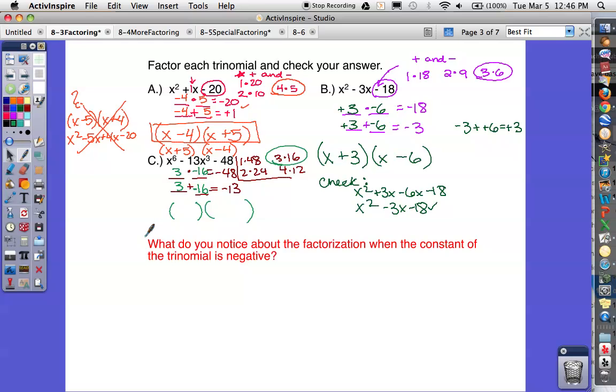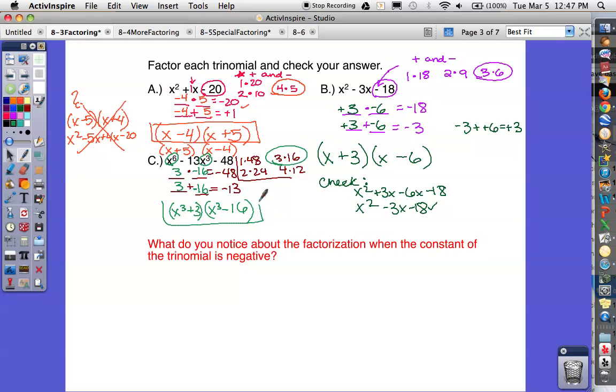Ooh, notice this one, a little bit different. X to the 6th, but my middle term is x cubed. There's no x to the 4th or x to the 5th, so this must factor down to x cubed and x cubed. Notice how when we multiply these, we add the exponents. That would get us x to the 6th. Now we have a positive 3 and a negative 16.